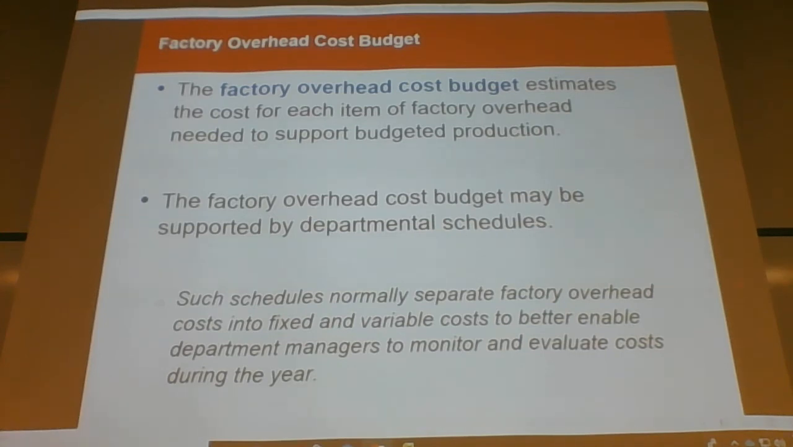And that makes sense because we need to know not only what our utility costs, our indirect labor costs, indirect materials costs are in total, but we also need to be able to align those with the various departments. For example, the cutting department, the sewing department, the assembly department, whatever the case may be. And that allows us to evaluate these costs during the year. Are we doing a good job, or do we need to make improvements?